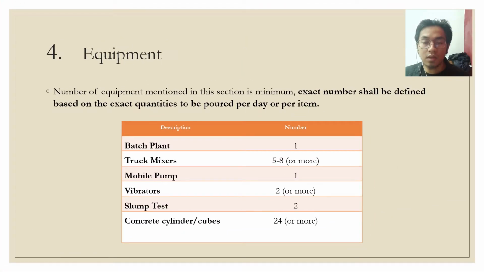The fourth is equipment. The number of equipment mentioned in this section is the minimum. The exact number shall be defined based on the exact quantities to be poured per day or per item. Batch plant, numbering 1. Truck mixer, 5 to 8 or more. Mobile pump is 1. Vibrators numbering 2 or more. Slump test is 2. And concrete cylinder cubes, 24 or more.